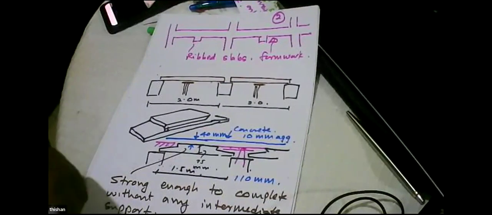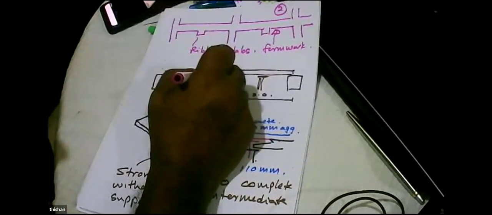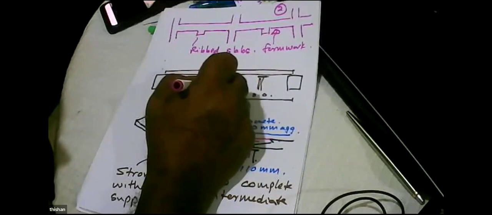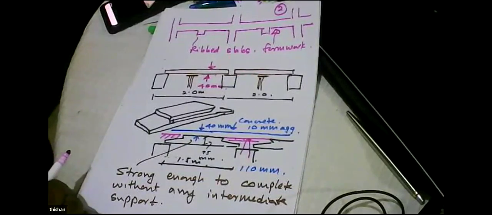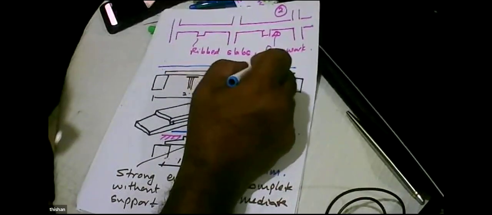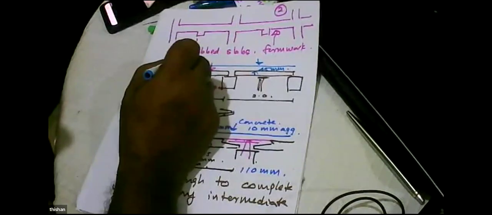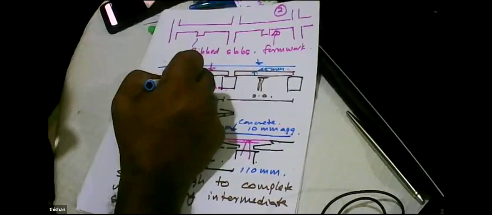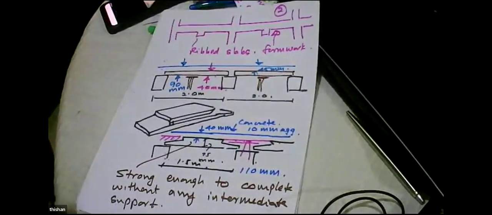The moment we go for a prop, we can cast it for 45 millimeters. And then we can have another 45 millimeters, and an overall thickness of 90 millimeters. We thought, okay, we can do this.